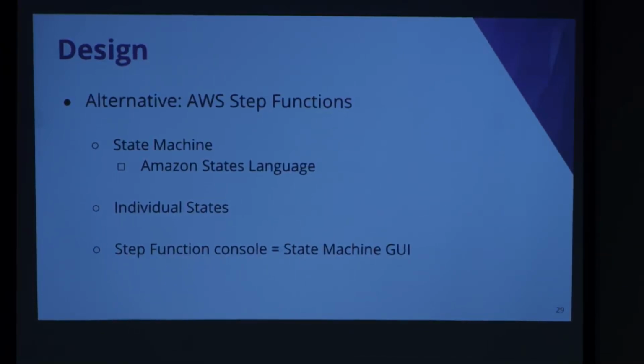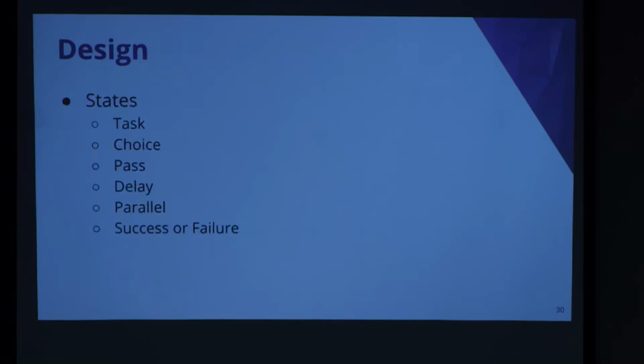So what are the different states that are possible? The first one is a task. A task is a piece of code that you run. That's the core of the processing of your step function. You can have choice, which will run step A or B or C, depending on the value of one of the variables of your execution. Pass does exactly like pass in programming code, nothing, but still allows you to handle and do tricky stuff to the state of the workflow.